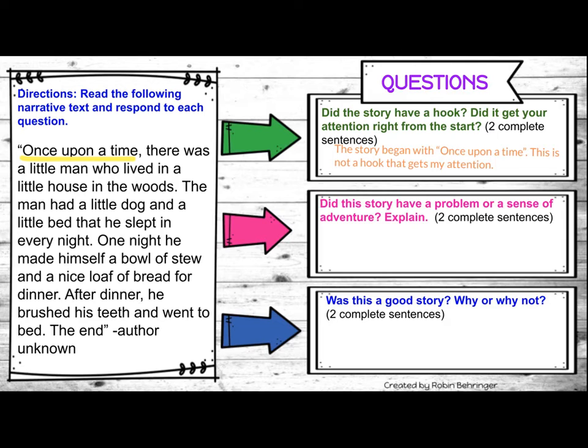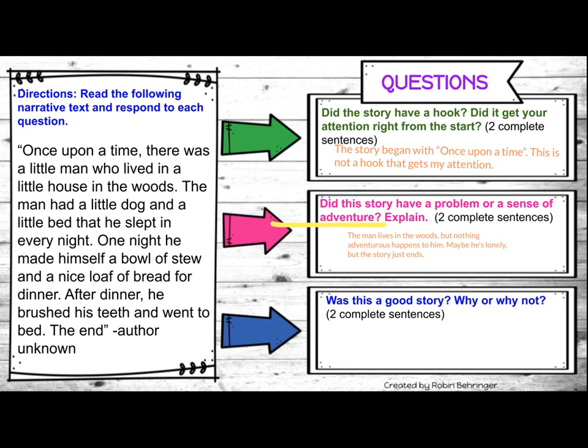So you type in 2 sentences about the hook there. I just said, it began with once upon a time. This is not a hook that gets my attention. Okay, the next part. Did the story have a problem or a sense of adventure? Well, he lives in the woods. In a little house, he has a dog, a bed. He makes a bowl of stew, and then he goes to bed after he brushes his teeth. So I wouldn't exactly call this adventure. Maybe just the fact that he lives in the woods is the only thing that could be adventurous or maybe a problem.